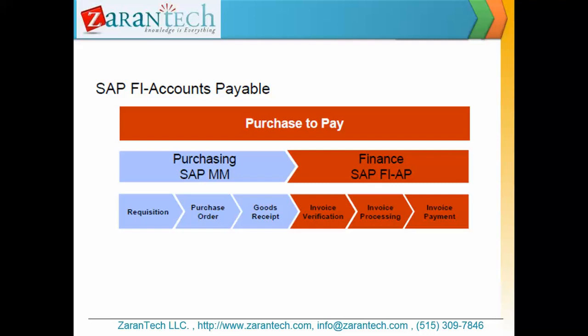If there are any discrepancies between the purchase order and the invoice, or the purchase order and the goods receipt, or the goods receipt and the invoice, we will immediately block the invoice for posting payments to the vendor. These are all part of the procure to pay process or P2P process.